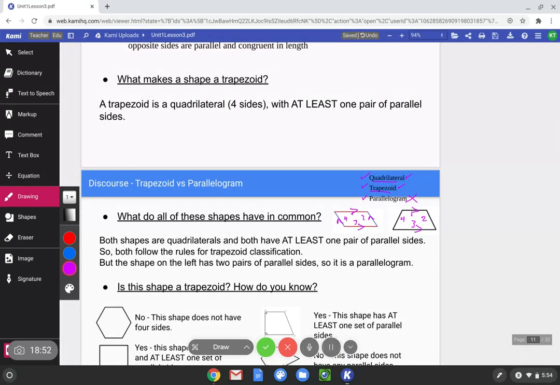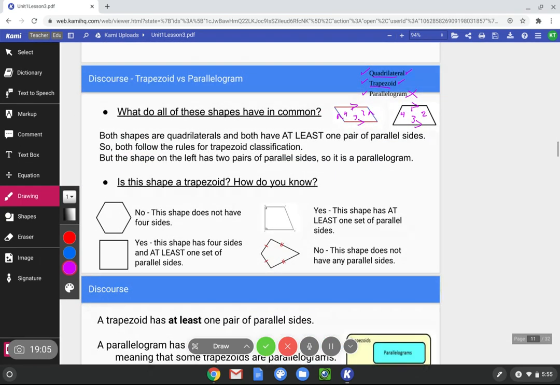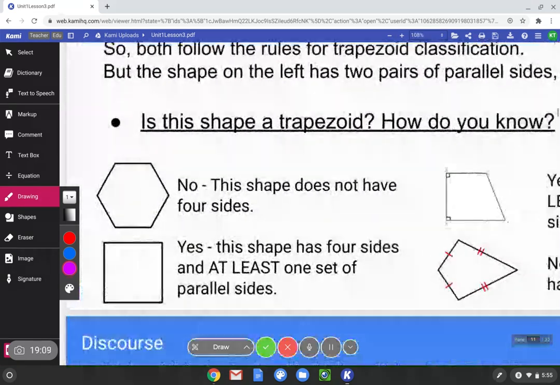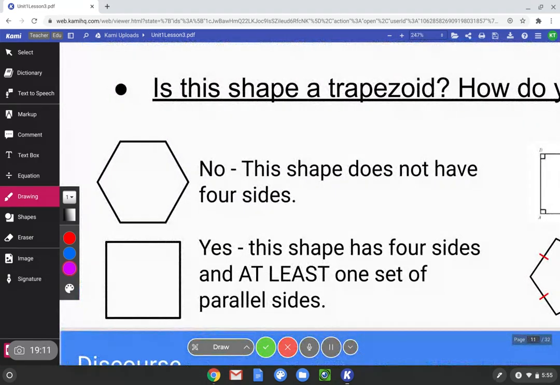And look, it says exactly what we just did. Both follow the rules for the trapezoid classification, but the shape on the left has 2 pairs of parallel sides, so it's a parallelogram. Okay, so let's do the shape. Is this shape, and I'm talking about this one, is that shape a trapezoid? No, this shape does not have 4 sides.